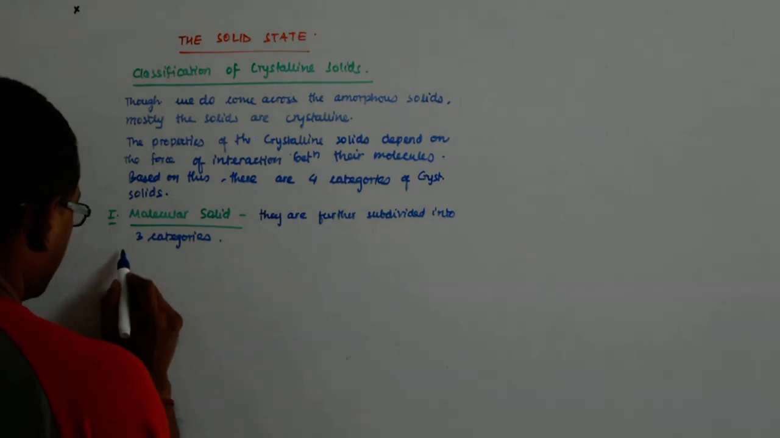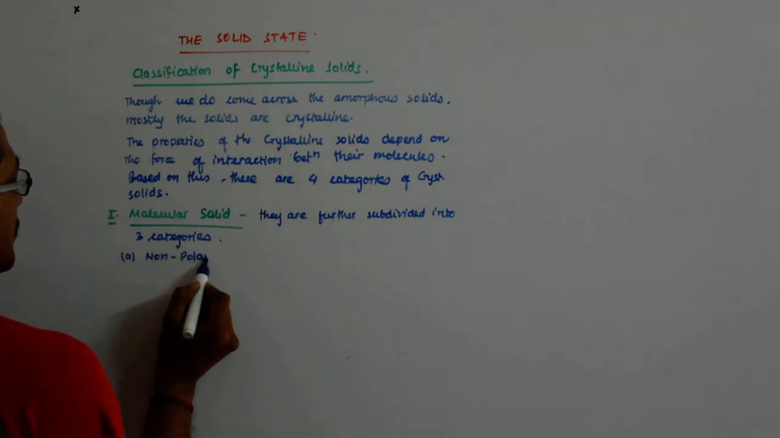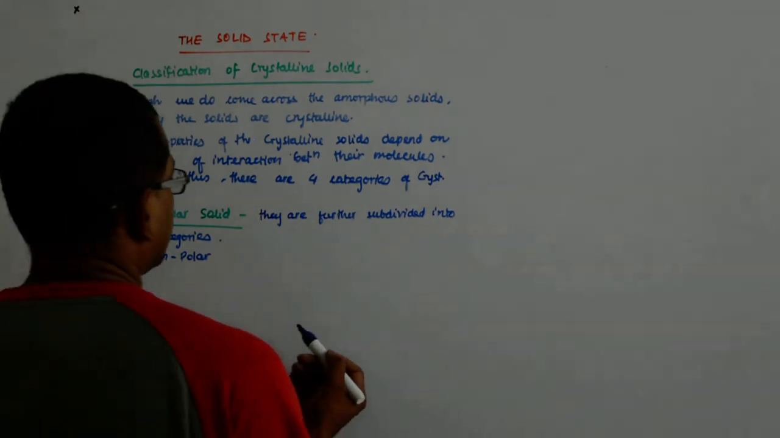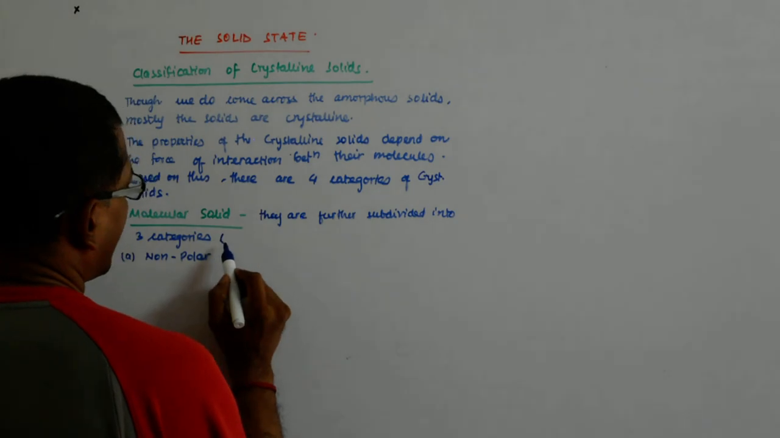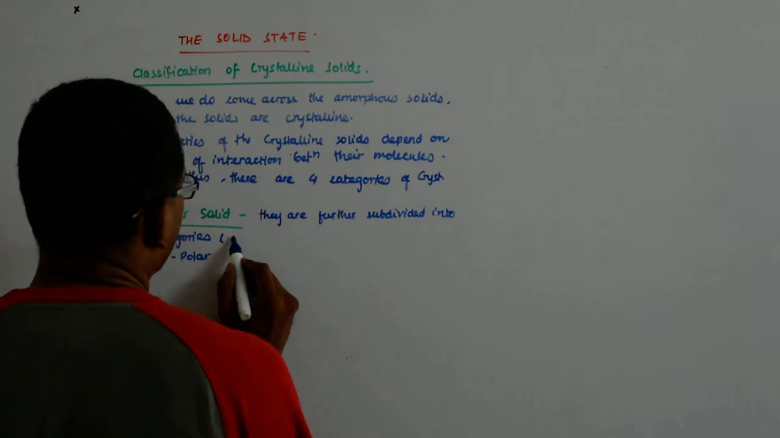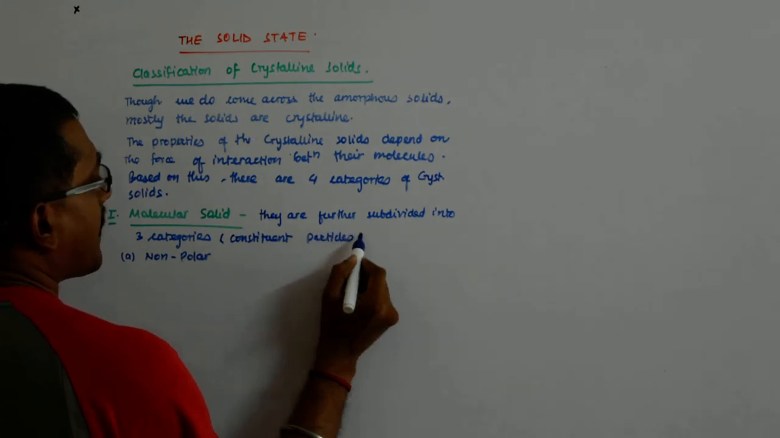The first amongst those is the non-polar molecular solid. Okay, the non-polar molecular solid. And molecular solids, why do we call them molecular solids? Because their constituent particles are molecules. Okay, so the constituent particles are molecules.